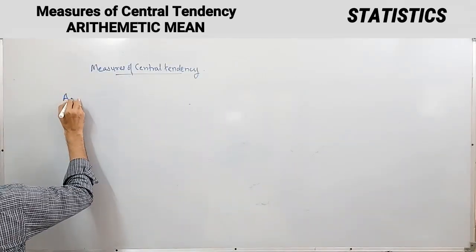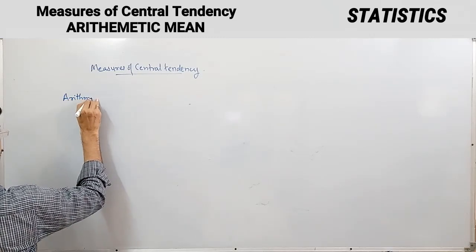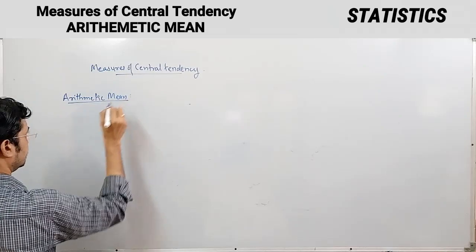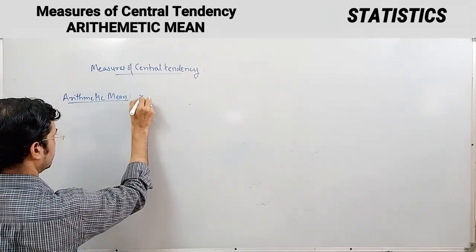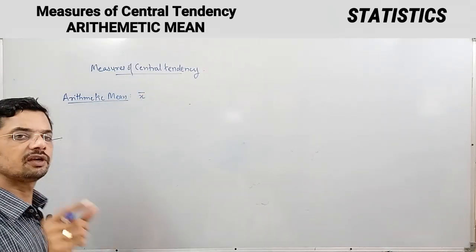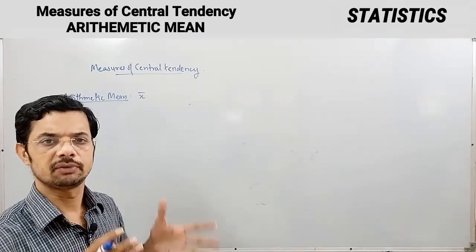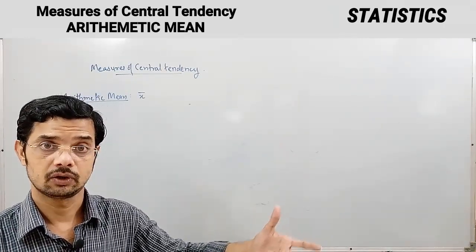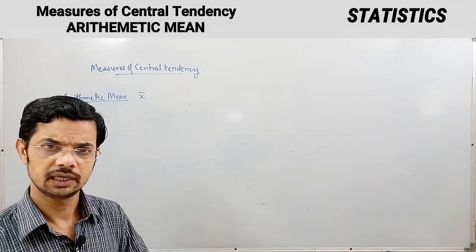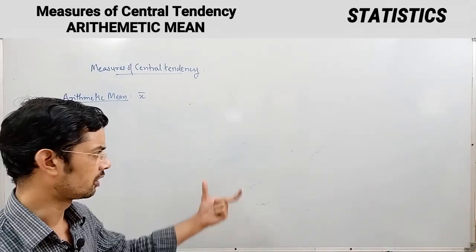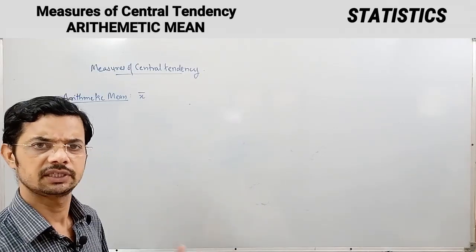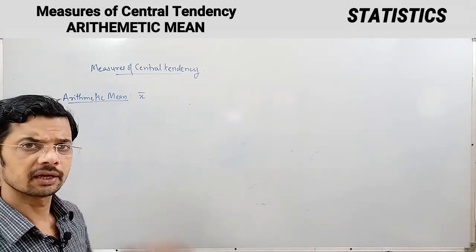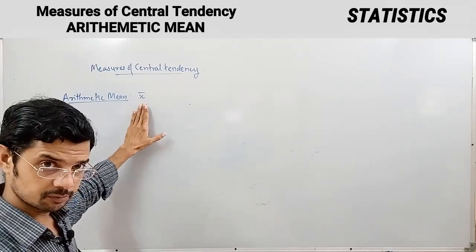So arithmetic mean is represented using X bar. Sometimes if we say mean, it means arithmetic mean. Otherwise, if it is geometric mean or harmonic mean, it will be specifically told that it is harmonic mean or geometric mean. If only mean is given, then we take it as arithmetic mean and the representation is X bar.